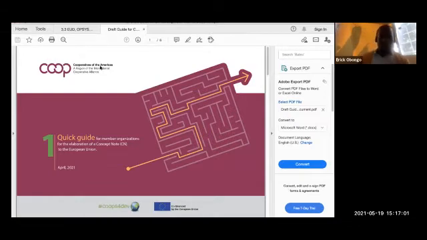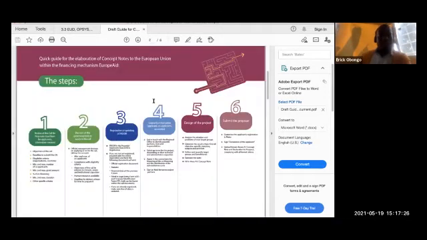So this is the guide, but it is a draft guide. We have not completed it. As you can see, we were supposed to release it in April 2021, but there are quite a number of internal processes that we need to go through for us to be able to have the document approved and ready for sharing.